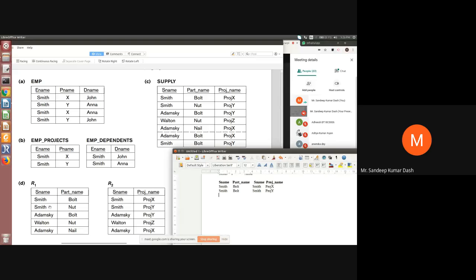Now again, Smith will be matched with this row. Smith will be matched with these two rows. So Smith knot will be combined with Smith project S. Then again, Smith knot will be combined with Smith project Y. Fine or not? Likewise, you go on combining the rows.